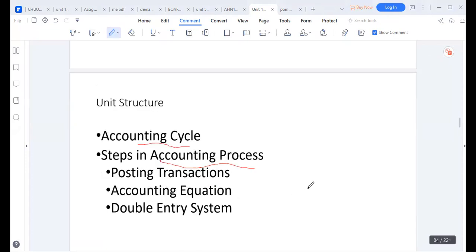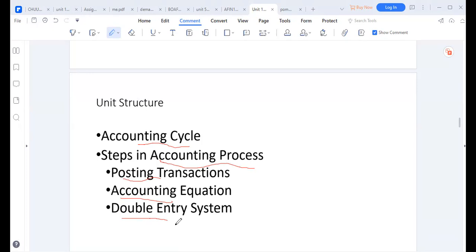We have got what is called posting transactions, then accounting equation, then double entry system. These are the three steps in the accounting process. We have to look first at what posting transactions simply means: to enter the transactions. That's what it means to post, to enter.